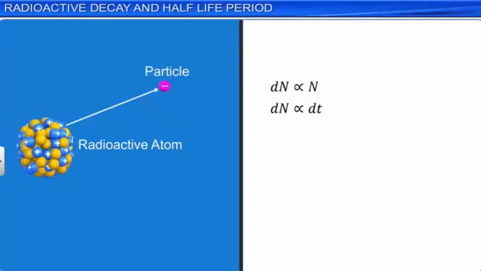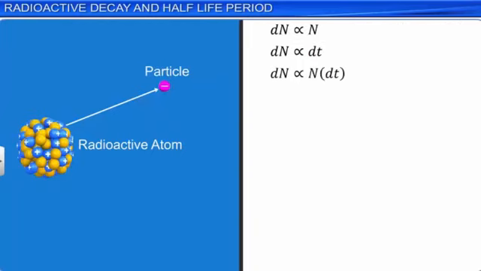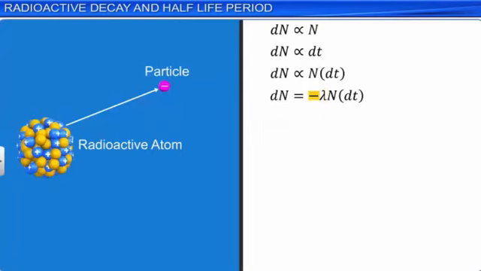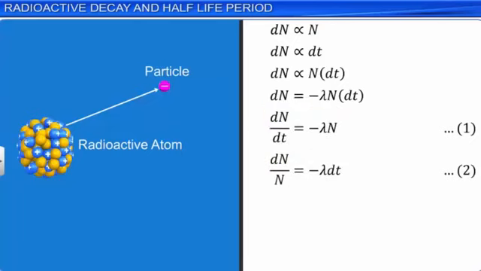Thus, dn will be proportional to n dt. Or, we can say dn will be equal to minus lambda n dt. Here, lambda is a constant of proportionality and is called the decay constant or disintegration constant. Negative sign shows decay of nuclei. This implies that dn by dt is equal to minus lambda n. Let this be equation 1. This can also be written as dn by n is equal to minus lambda dt. Let this be equation 2.